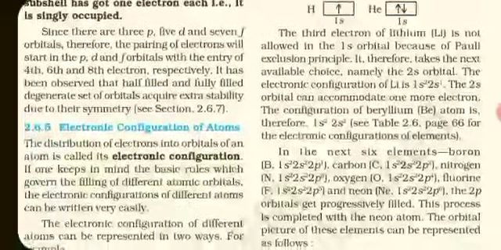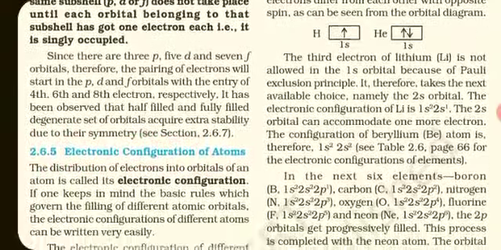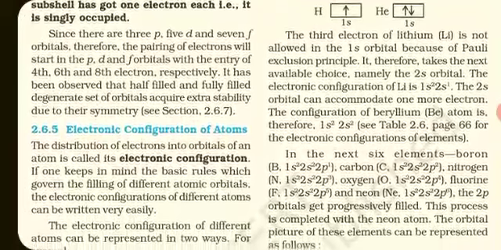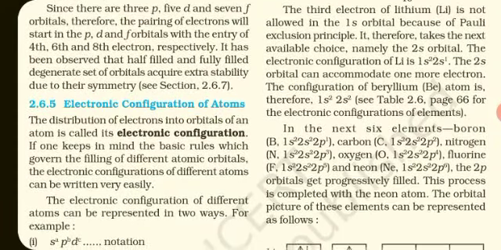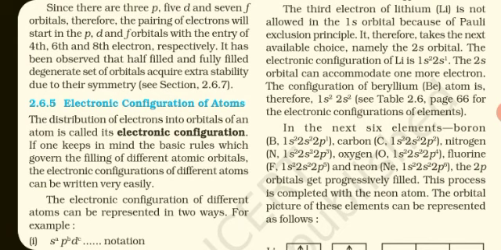So we'll use these three fundamental laws. Since there are 3p, 5d and 7f orbitals, the pairing of electrons starts in p, d, and f orbitals when the 4th, 6th, and 8th electron enters. Mind this, remember this. It has also been observed that a half-filled or fully filled degenerate set of orbitals acquires extra stability due to its symmetry.